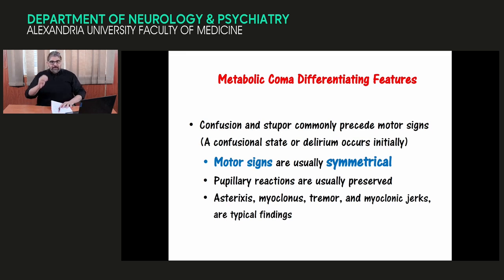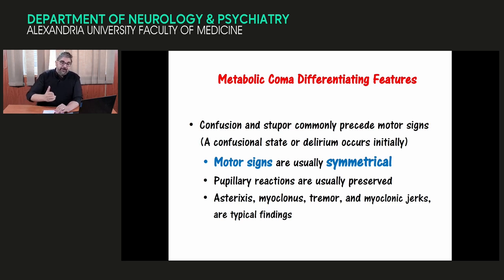So, how can we differentiate each one of them? First, the differentiating features of metabolic coma. Simply, it is not a sudden issue. Actually, it is usually preceded by confusion and stupor before the presence of coma and motor signs. So the confusional state or delirium may occur initially, and then the patient, if neglected, may proceed to the state of deep coma. Here, if there is a motor sign associated with the coma, usually they are symmetrical, and this is a key point in differentiating metabolic from other causes of coma. Motor signs or even pupillary reactions are usually symmetrical.